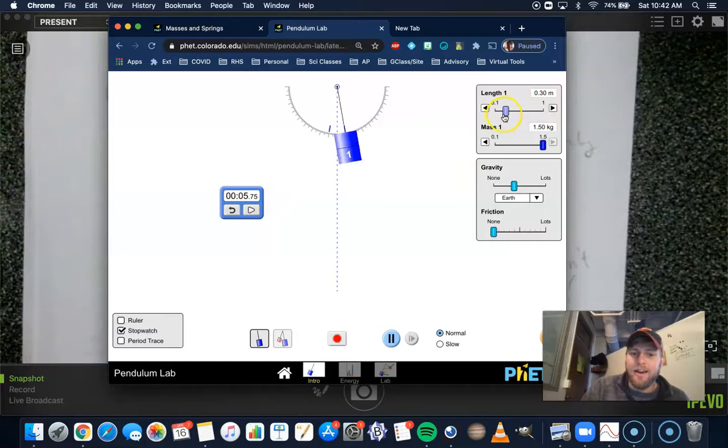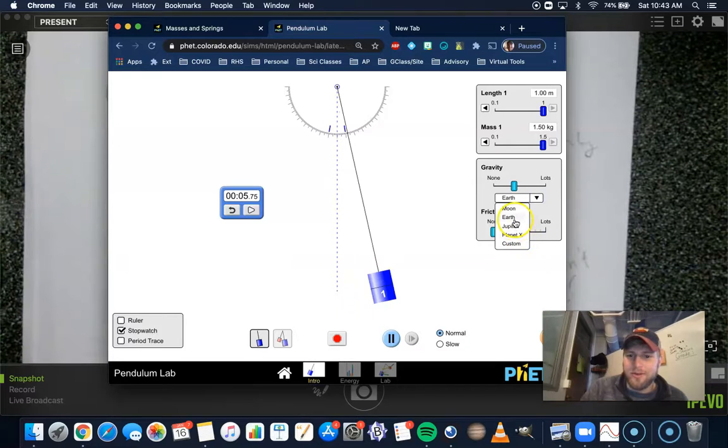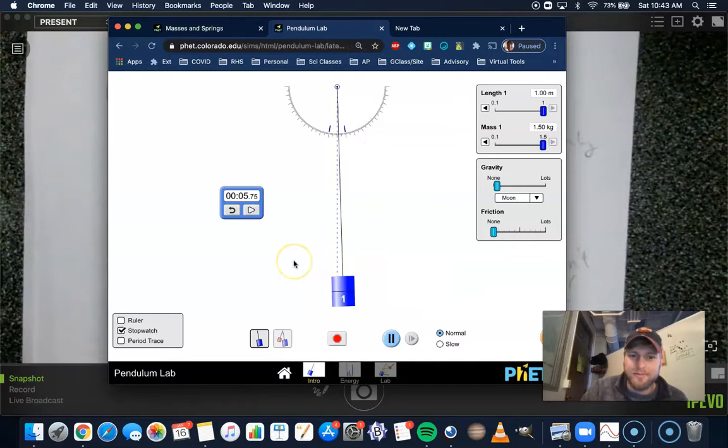Okay, and so that's the basic premise here. The only thing that matters when it comes to pendulums is the length. It actually matters that the mass does not matter. Now this is kind of cool. We can transport this to other planets. So instead of Earth, we could go to the moon. Now the moon has much less gravity.